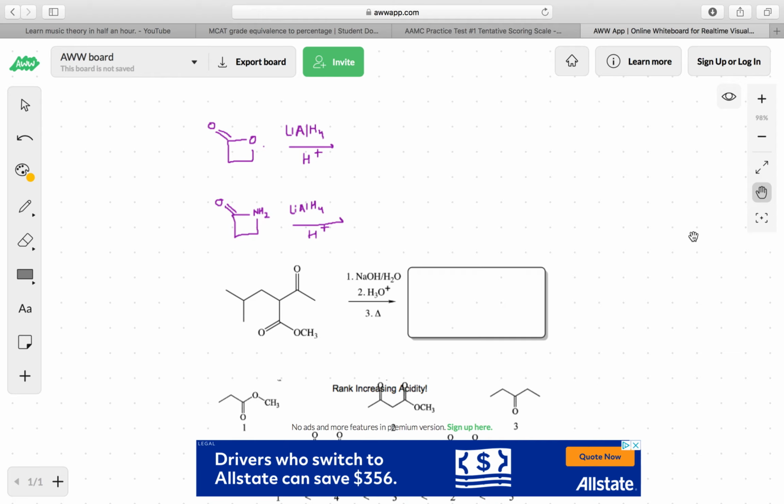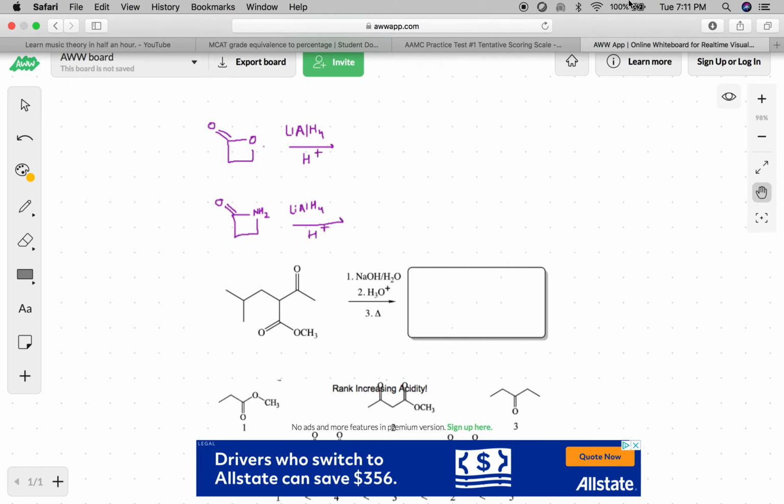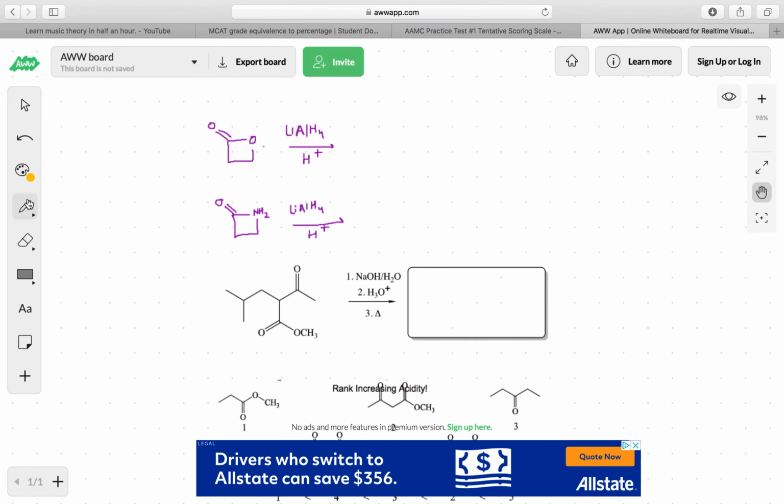Alright, so I hope you guys got a chance to get those problems started. So let's go through the first two. Let's use green. So we know that if we have an ester, this is what this is. This is a cyclic ester. Cyclic esters are called lactones. So this is a lactone. And this is a cyclic amide. This is called a lactam.